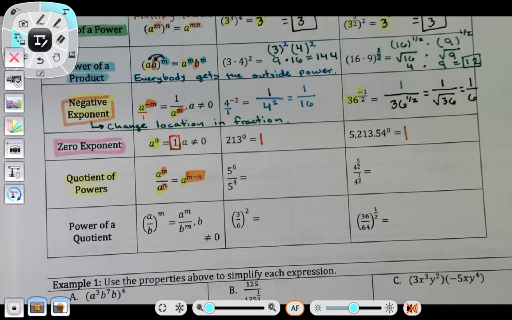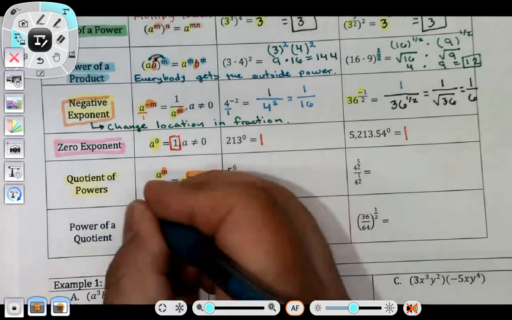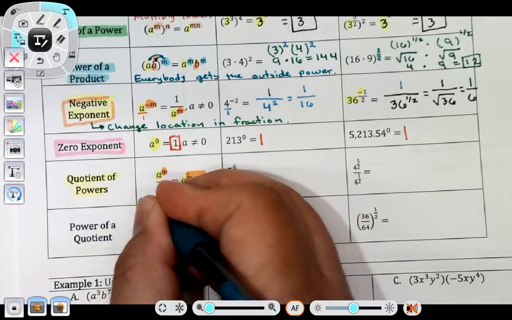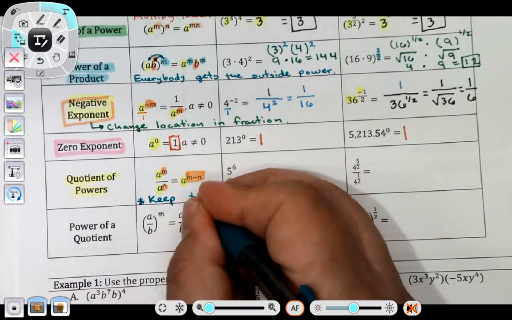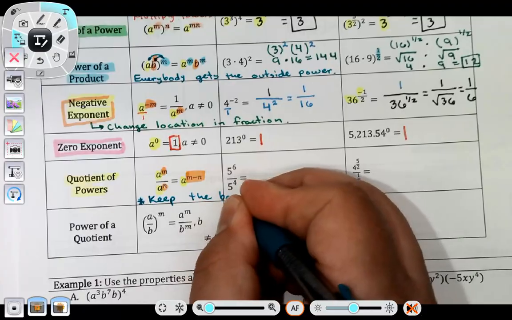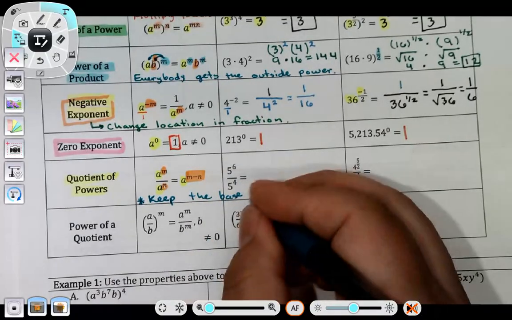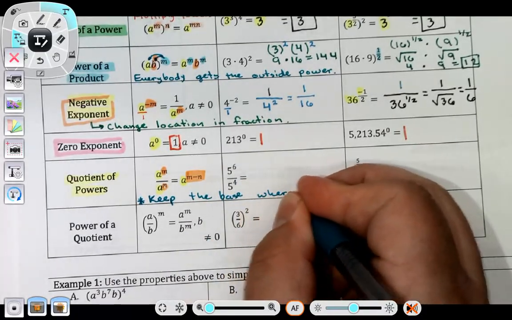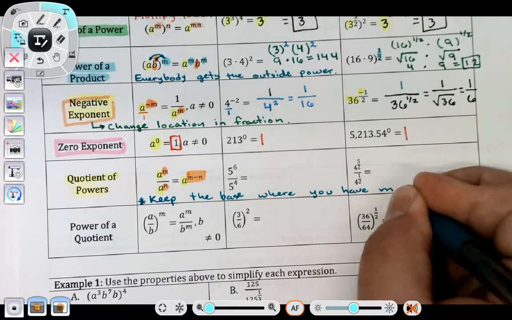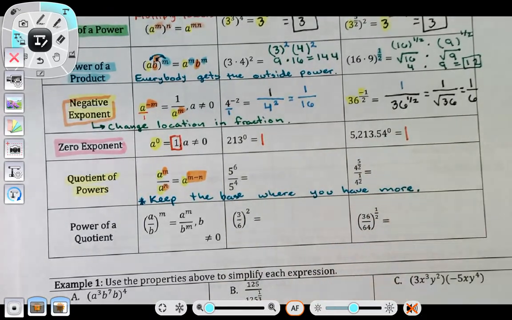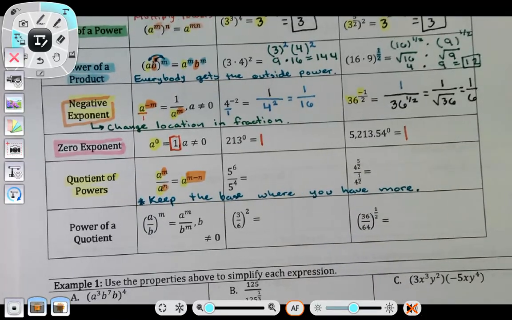The only thing that this doesn't say, and it would probably be a good note here and in your word wall, okay? You have to keep the base where you have more. And I'll explain that again in a little bit.